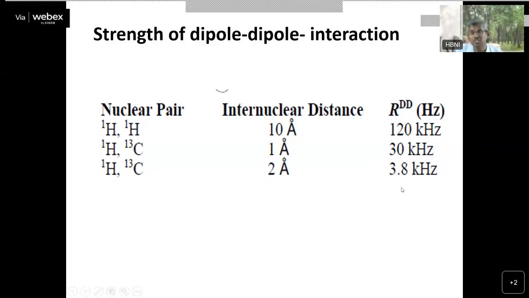You see the values here. The RDD values are quite high, 120 kilohertz for proton-proton interaction, one bond coupling. Whereas in the case of proton carbon 13, it is 30 kilohertz. And if the distance is higher, for example, if this proton and carbon 13 is 1 angstrom, the moment you go to proton carbon 13 with 2 angstrom, it further decreases. So you can have an understanding, or you can have a feel, how the dipole interaction depends on the distance.